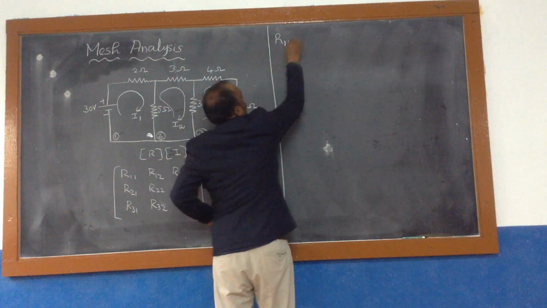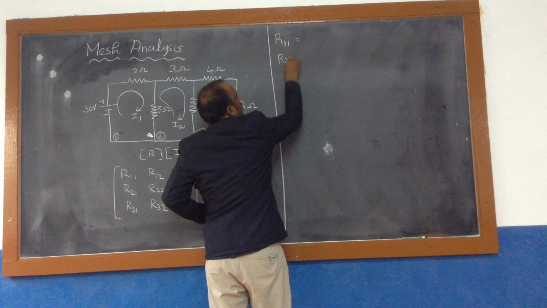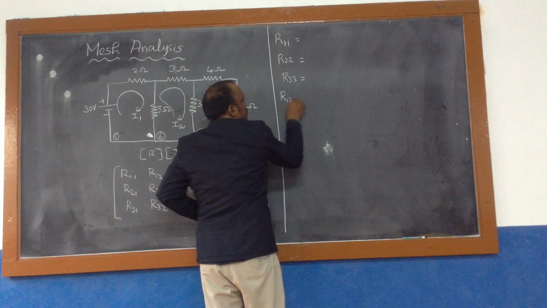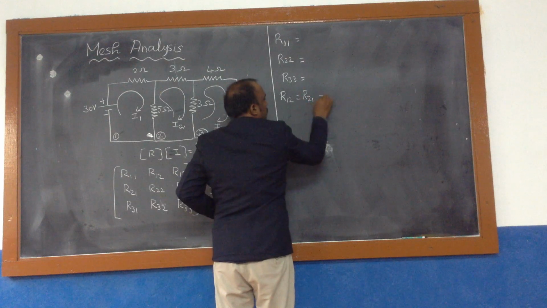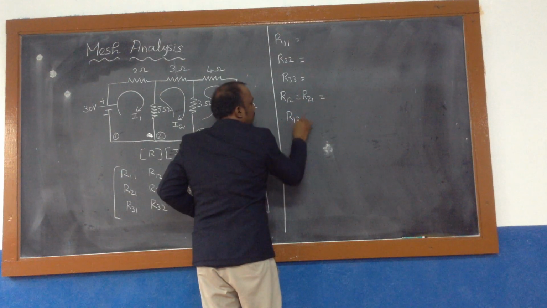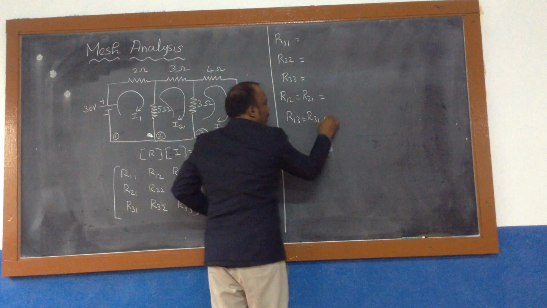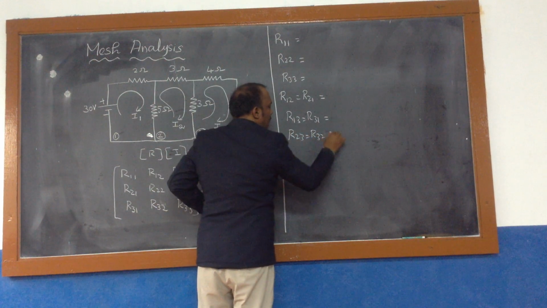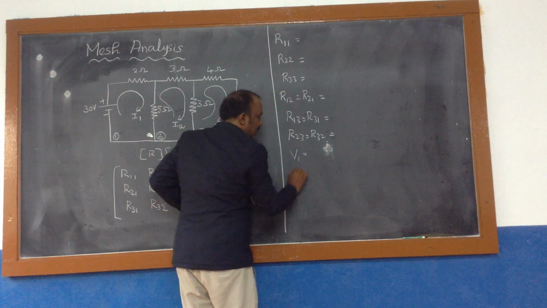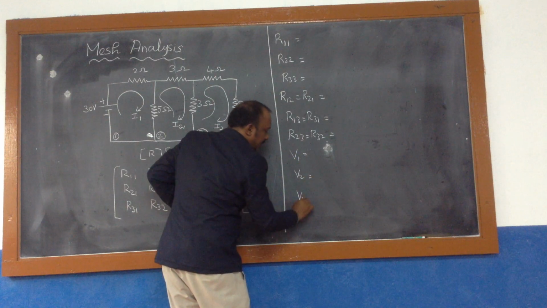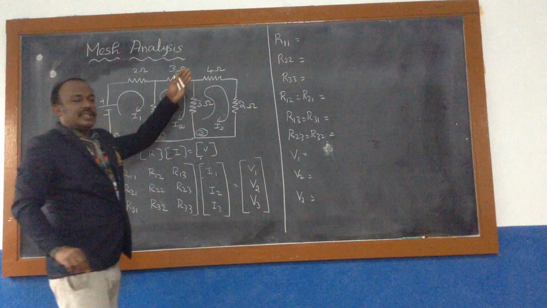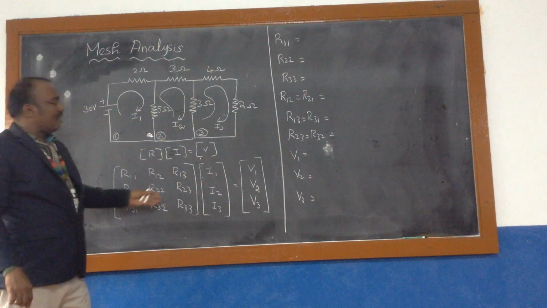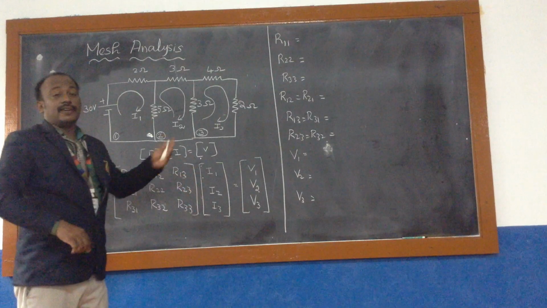We need to calculate R11, R22, R33, and R12, which is equal to R21. Similarly, R13 is equal to R31, R23 is equal to R32, and the known voltages are V1, V2 and V3. First we need to find all these values, then substitute them in the core equation. Then we can find the values of I1, I2, I3 in the next steps.